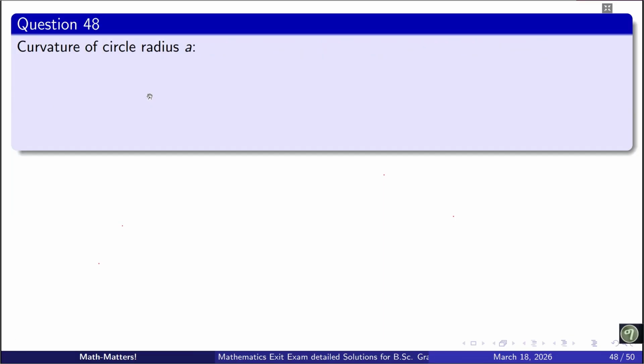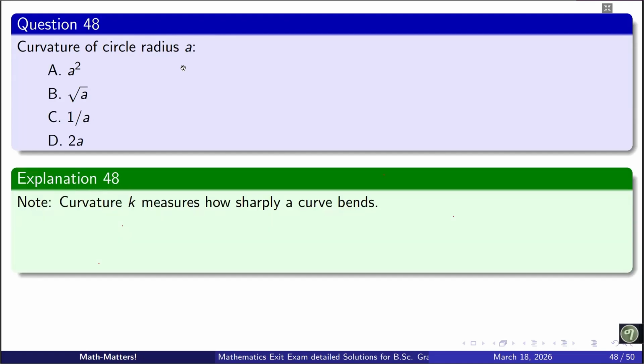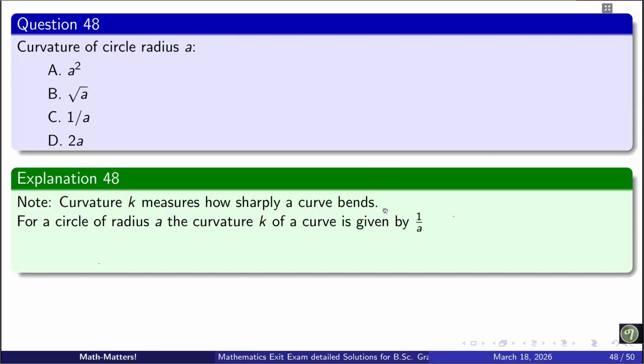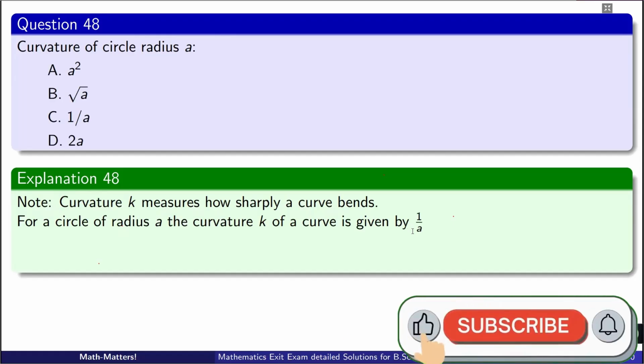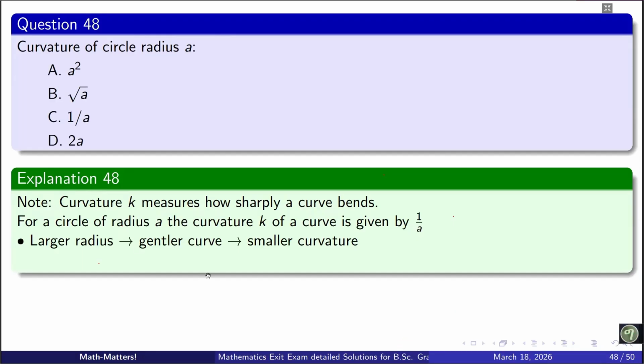Next, the curvature of a circle with radius A is: the square root of A, 1 over A, or twice A. Note, the curvature K measures how sharply a curve bends. Therefore, for a circle of radius A, the curvature K is given by 1 over A. So when the radius of the given circle is large, K is 1 over a very large number, which is small. So it is a gentler curve with small curvature.